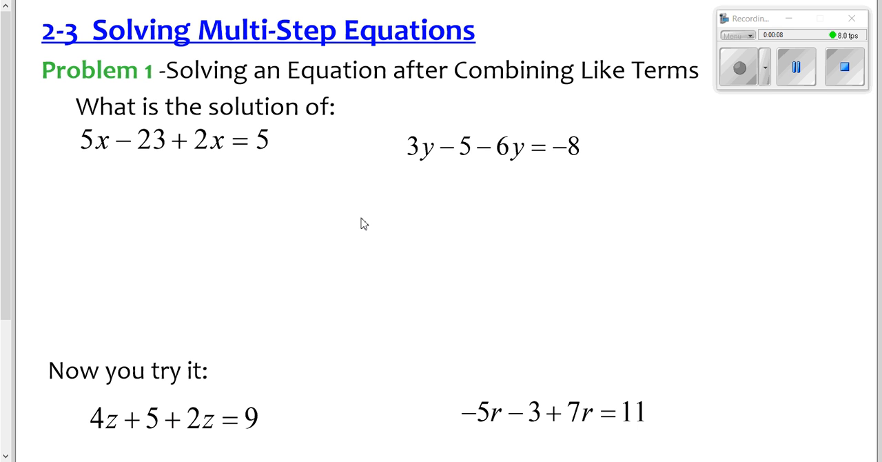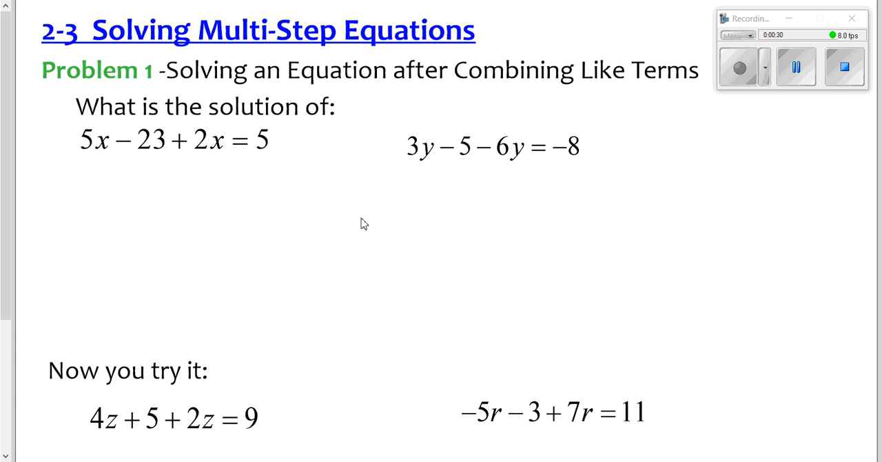Okay, everybody, this is section 2.3. This is solving multi-step equations. So we've got a lot of different things going on here. Probably have you write some notes off to the side, but we're going to be looking at doing inverse operations. We're going to be looking at doing order of operations in backwards or reverse.